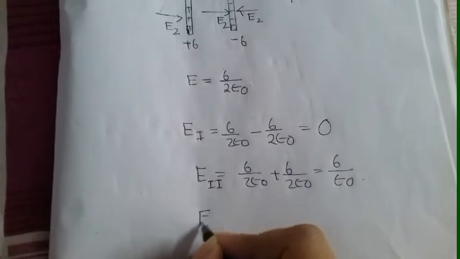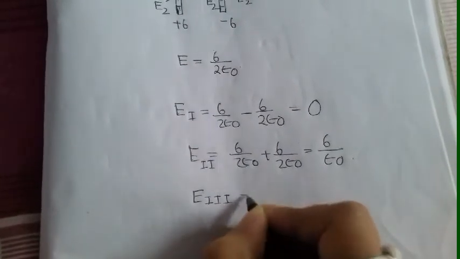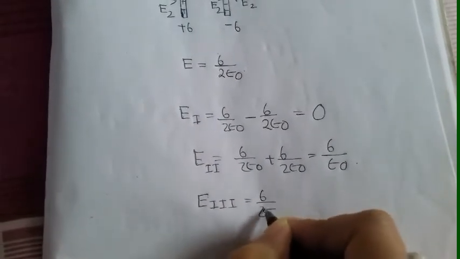Now in region 3, the two fields are equal and opposite. So in region 3, how much should the total field be? The total field should be sigma by 2 epsilon 0 minus sigma by 2 epsilon 0, as they are oppositely directed. So the total field is 0.